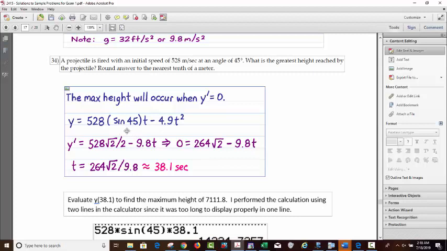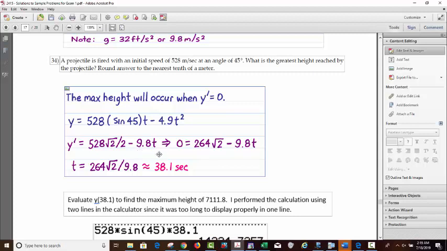Now, one thing you want to watch for here, sometimes people will ask me about this, is that it's not the derivative of sine of 45t. In other words, there's not a chain rule issue here. It's just the derivative of sine of 45 all times t. So it's just 528 sine 45, because the derivative of t will be 1. Sine of 45 will be root 2 over 2, and this component will have a derivative of negative 9.8t.